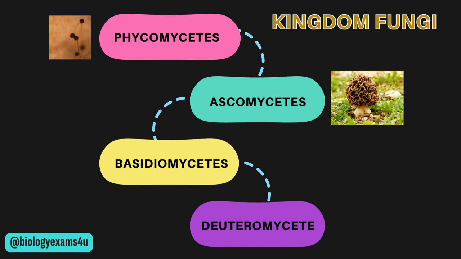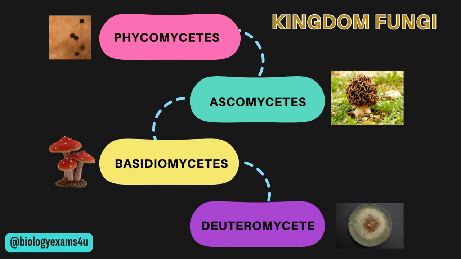Basidiomycetes are the most diverse group of fungi with well-developed septate mycelium. Sexual spores called basidiospores are formed on basidium, on specialized fruiting bodies called basidiocarp that include mushrooms, puffballs, and brackets. Majority are saprophytes and some are parasites. Common examples include Agaricus, mushroom, and Puccinia that causes rust disease in wheat.